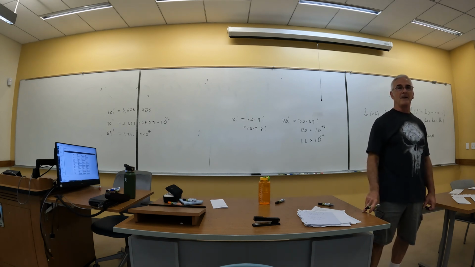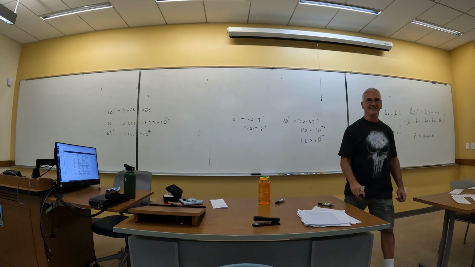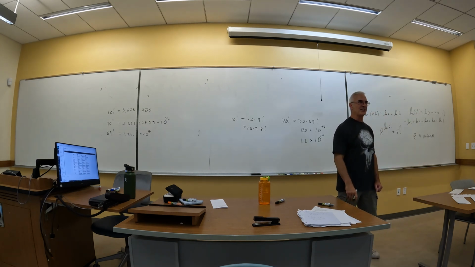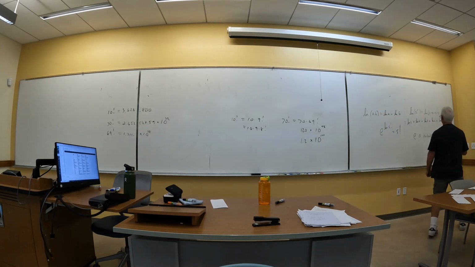And what do you get? 120. You should get exactly 120, because you just did e to this, and you got back 5 factorial, which is 120.